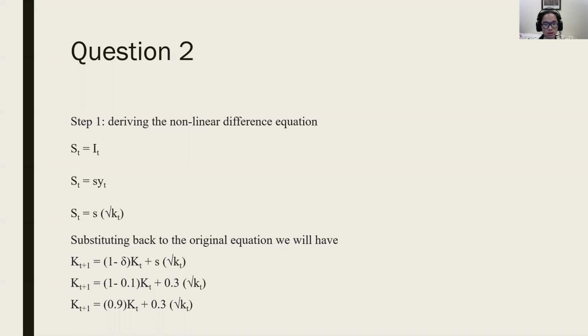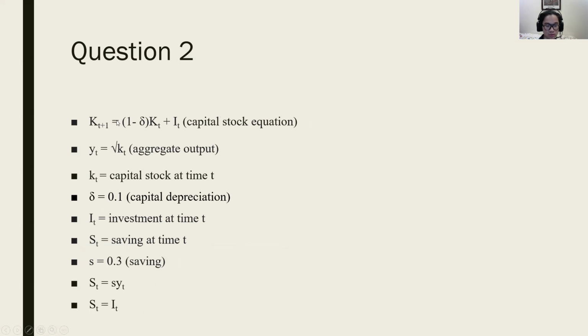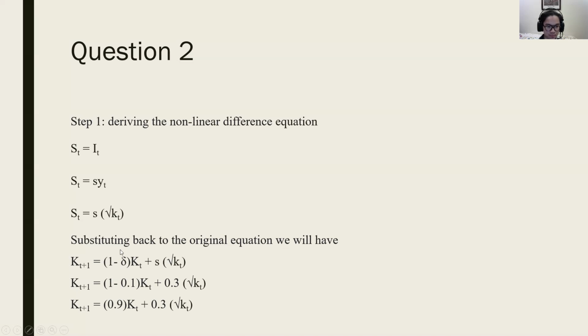Now, first of all, deriving the nonlinear difference equation. We have the equation here that K_{t+1} equals (1 minus delta) K_t plus I_t. And then we know that S_t equals I_t, right? We also have S_t equals s Y_t. That means we can equate I_t with S_t, which also equals s Y_t. And then we also have the information that Y_t equals the square root of K_t. That means we just substitute Y_t with that. So we will have S_t equals small s times the square root of K_t. That means we can substitute I_t with this.